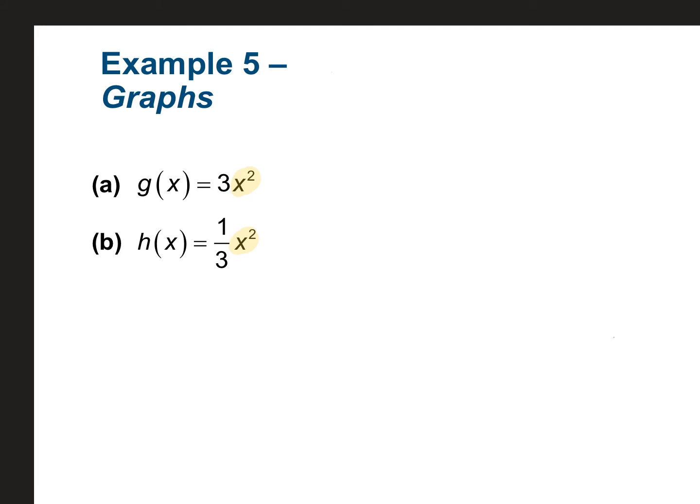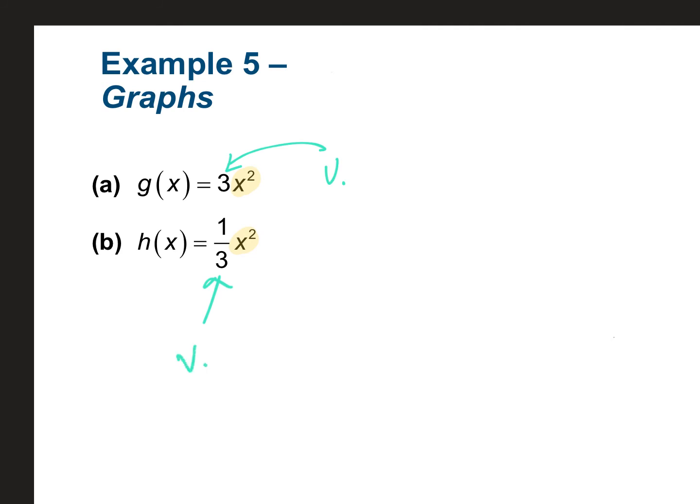There's a difference here. I see a 3 out in front, and I have a 1/3. First of all, is this going to affect things vertically or horizontally? Is it out in front, or is it stuck inside of parentheses, absolute value, square root? It's out in front, right? So is it a vertical or a horizontal? It's a vertical. Good. Both of these are vertical. You can just write a V.